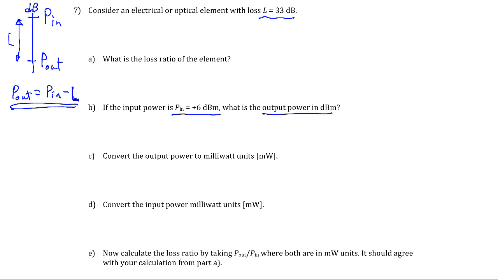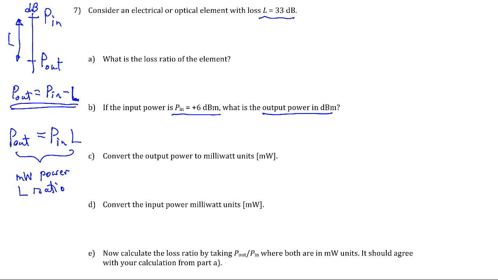it asks you to do the problem both in decibel units and in linear units, where the powers are in milliwatts and the loss is a ratio. Okay? These are the same equation, where one of them has decibel units and the other one is linear units. So this problem asks you to do it both ways, basically.